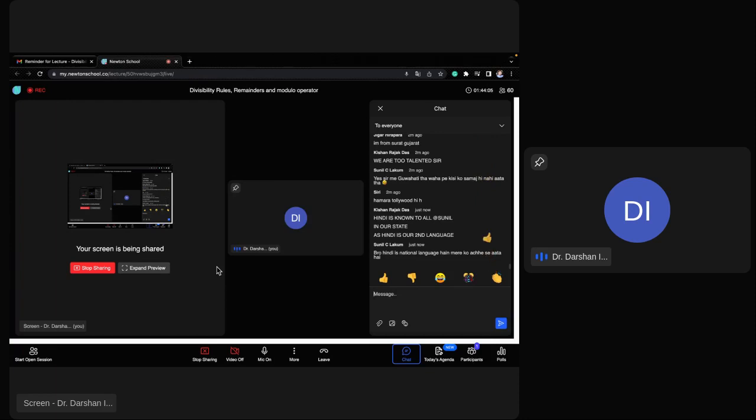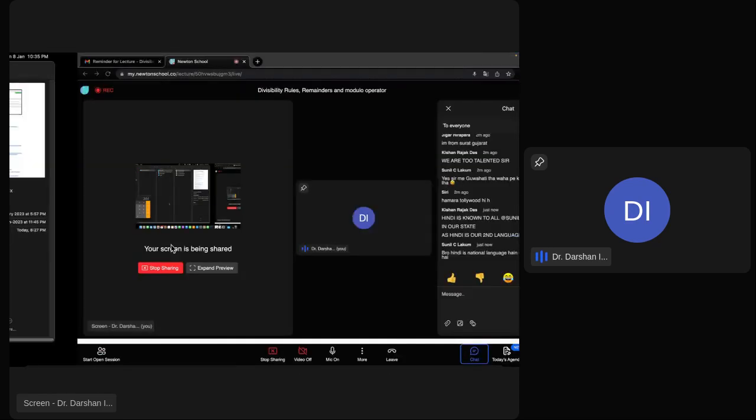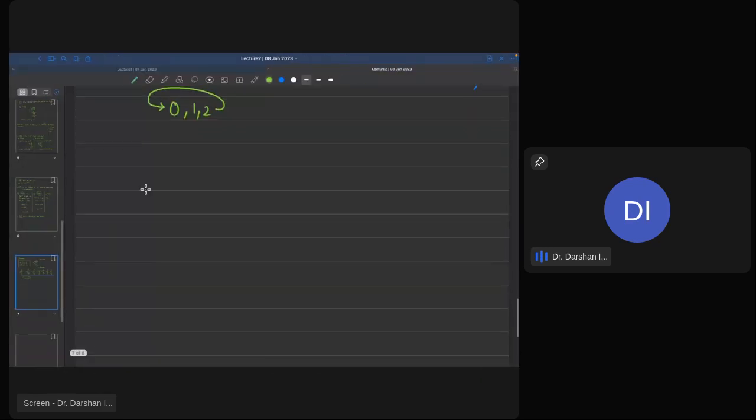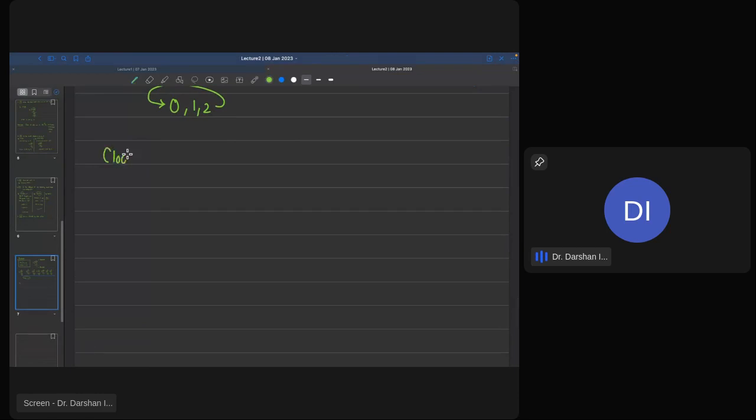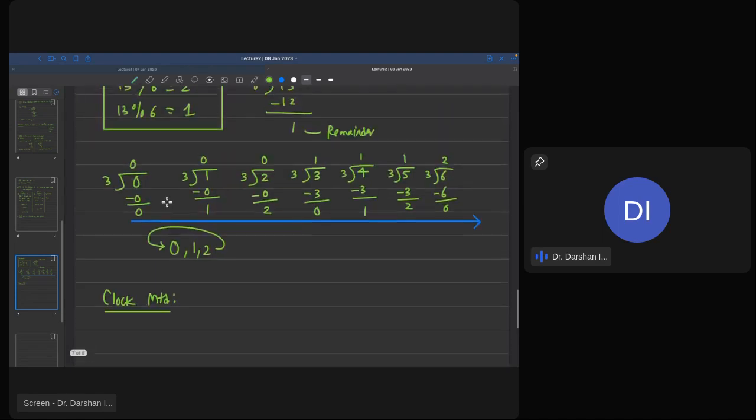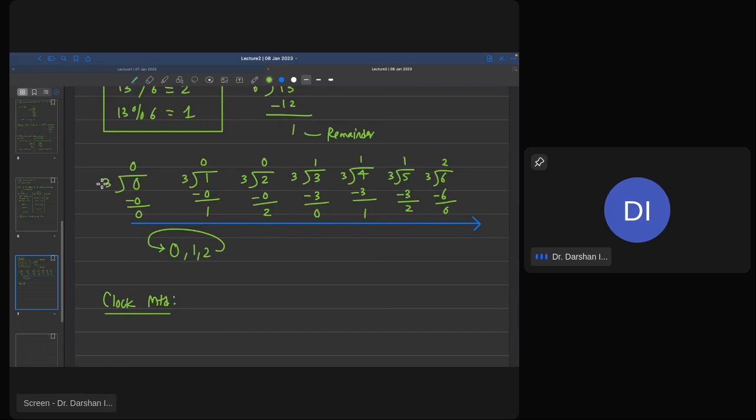Now, some people find it difficult, and we have something called the clock method. I never use it, but for them specifically, we have this clock method to identify the remainder. Before that, if I am dividing by 3, then the remainder is 0, 1, 2.